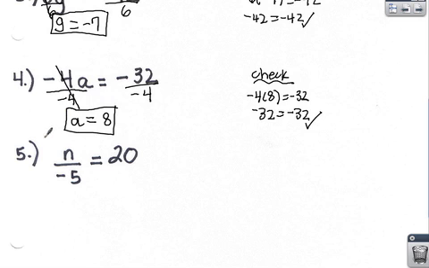And finally, number 5, we have our n, and we're dividing by negative 5. The inverse would be to multiply both sides by negative 5, which you can think of as negative 5 over 1. The reason for this is because I could divide both of these by negative 5 when cross-reducing and end up with 1. 1n over 1 would just be n. So now I isolated the variable, and I get that 20 times negative 5 is negative 100.